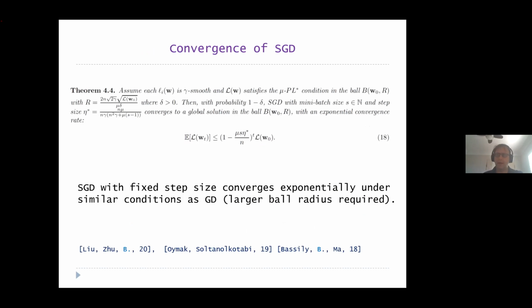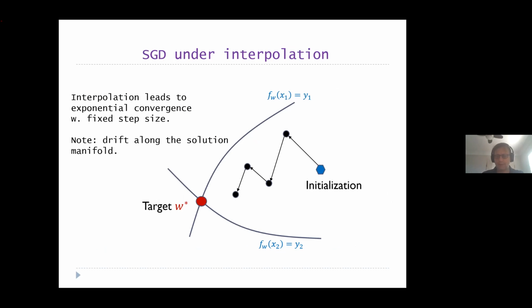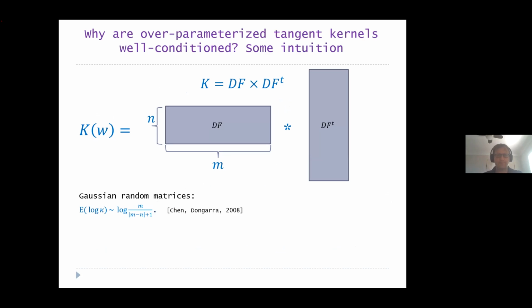And finally, one can also prove convergence of stochastic gradient descent. It's essentially the same type of thing, although the ball needs to be a little larger for stochastic gradient descent to converge. And maybe I'll skip this. The interesting thing is that stochastic gradient descent under interpolation, when the conditions are satisfied exactly, looks very different than in the classical setting. It doesn't oscillate essentially. The variance goes to 0. But let me skip this.